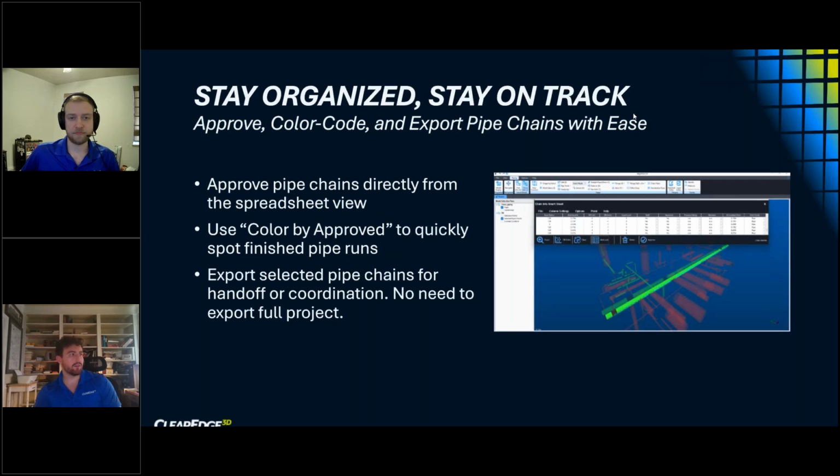Yep. And then this is my personal favorite, especially since this morning I was doing some modeling work: the new color by approved chains. One of the biggest complaints has been, hey, as I go through and complete my pipe runs, which ones have I actually finished, which ones are quote unquote done. So we reworked some of the spreadsheets with new organization and added an approved button in there. Now when you go through, you have a color by approved chain.